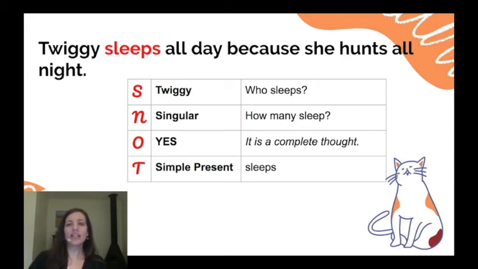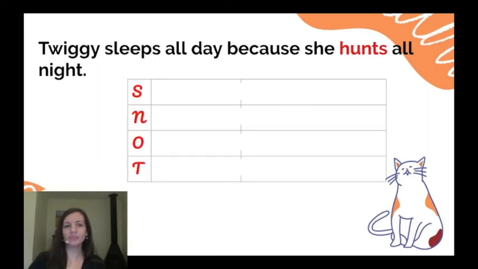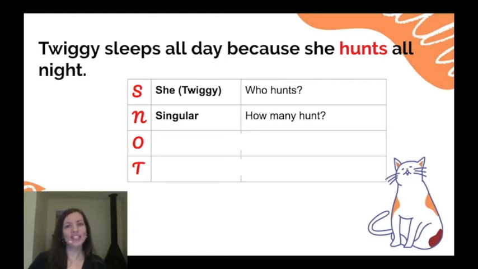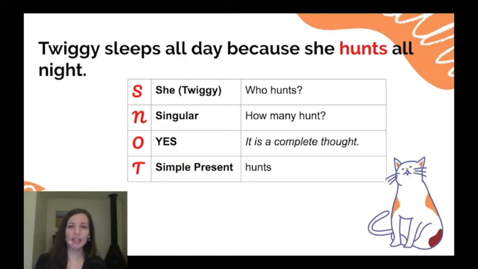So now let's see if we can find a second clause, and we're looking for another verb that we can test whether or not it's finite. My second verb is, in fact, hunts. Does it have a subject? Of course it does. Twiggy, right? So she hunts. The subject of that sentence is the pronoun she. Do I know how many? Yes, it is, of course, singular. Do I know tense? Yes, present tense. And so, once again, this can live on its own, complete thought.